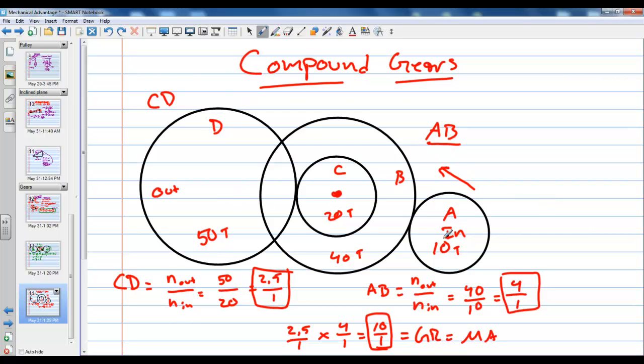Okay, so that's pretty much it for compound gears and simple gears. You'll find that pulleys and belts and chains and sprockets are pretty much exactly the same thing. They're just gears that are connected by a string instead of teeth.